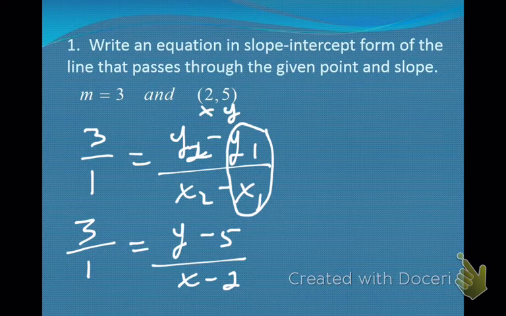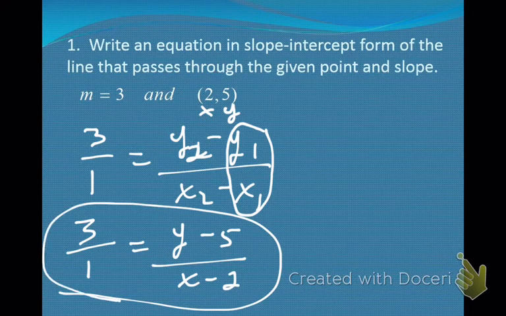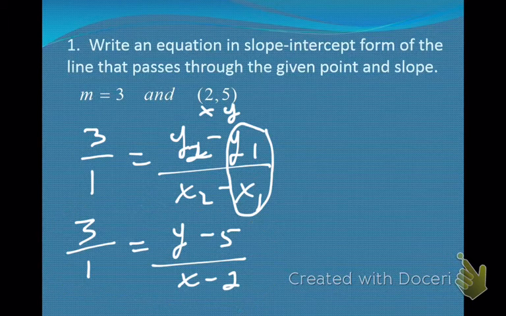But you end up with this, right? Honestly, this right here is the equation of a line. We just don't know what form. The form doesn't have a name. This isn't really any form that we ever use. We can get this in slope-intercept form pretty quickly by cross-multiplying.